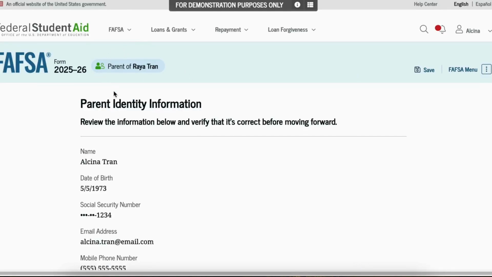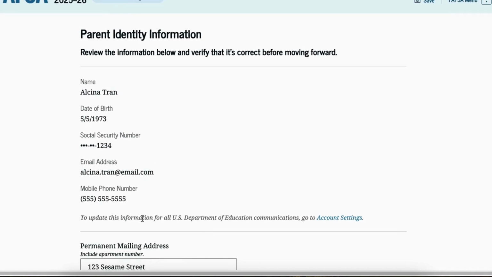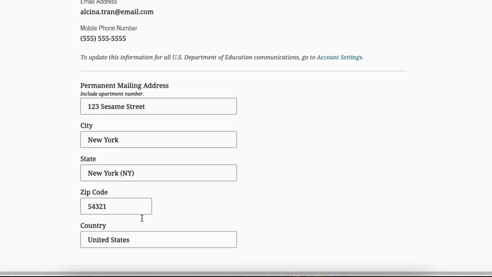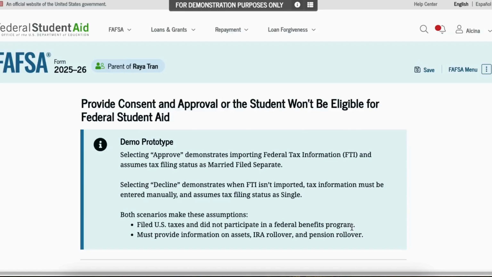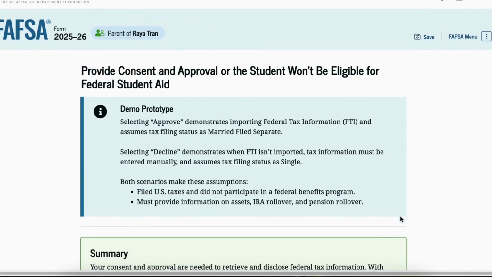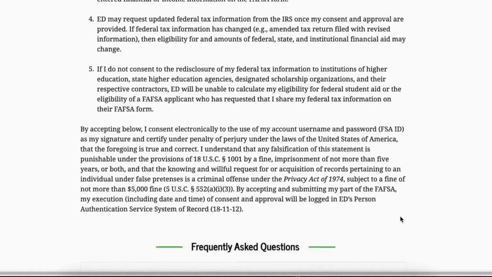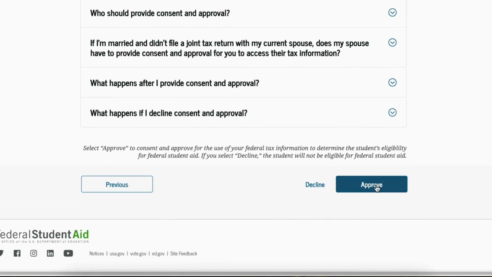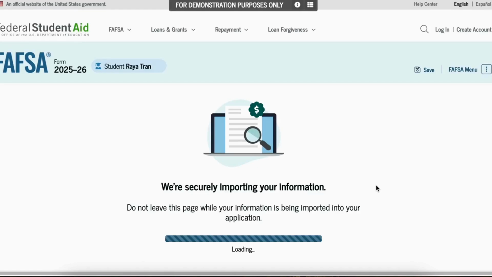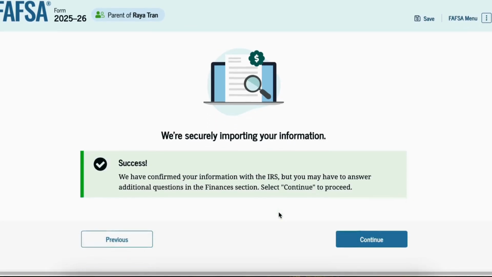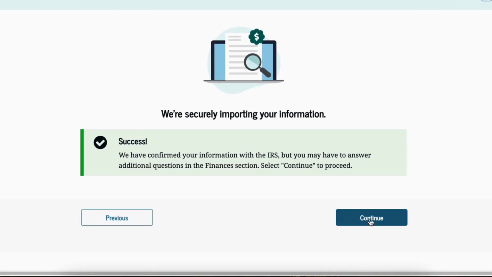So again, parent side, this is going to be the parent's information, the social security number, date of birth, mailing address. We're going to hit continue. This will be the same question regarding transferring the federal tax information from the IRS into the FAFSA. So what we're going to do is scroll down. We're going to hit approve, just like we did before. This is where it's importing that information, and then it will be successfully attached. We'll hit continue.